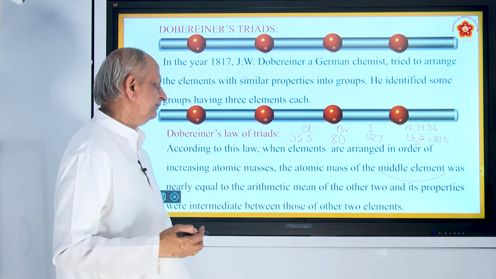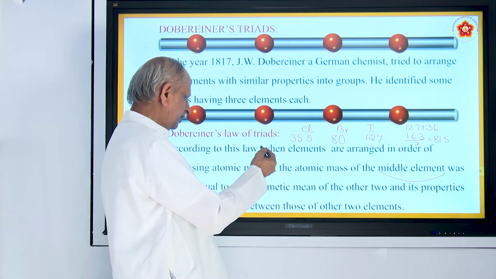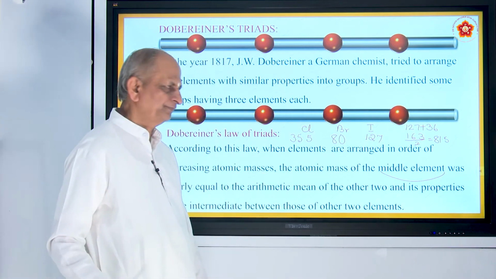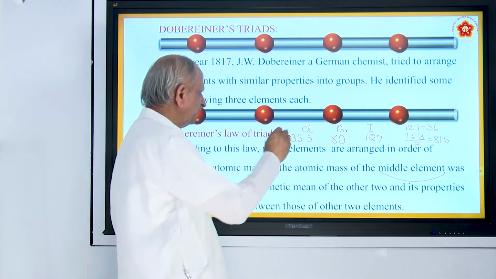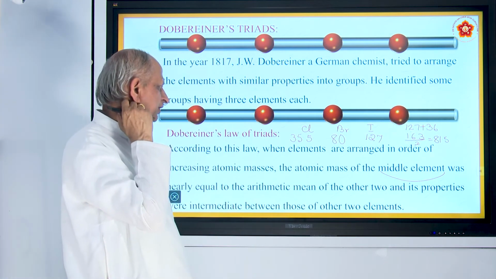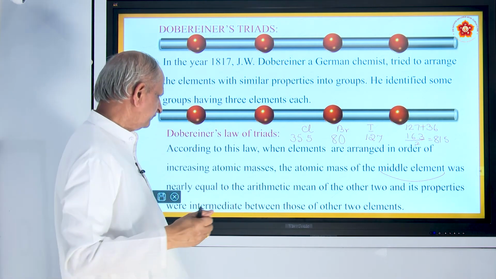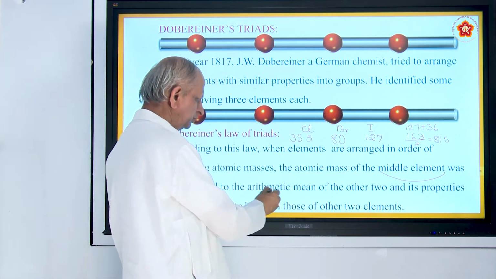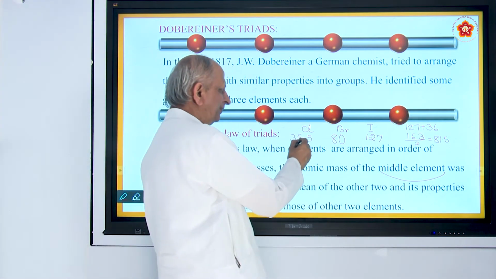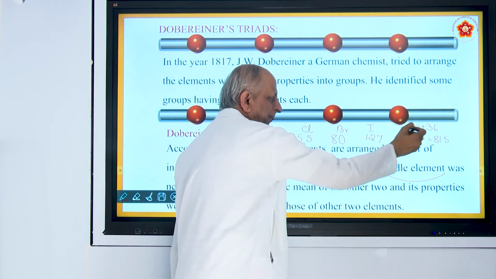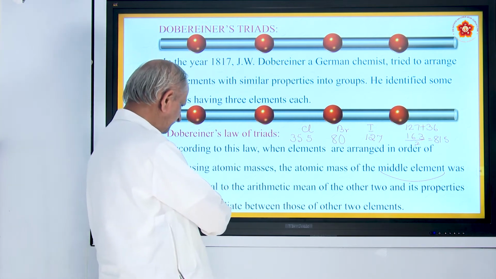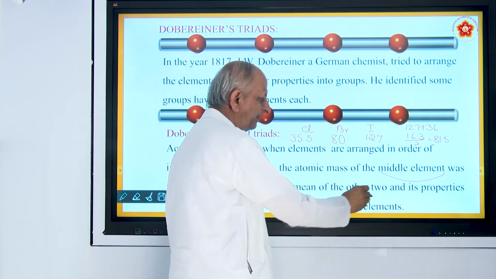So what the law says: the mass of the first element and the third element, the average of the two. So this is the average, 163 by 2, that is about 81.5, equal to the arithmetic mean of the other two elements. That means you add and divide by 2. And properties were intermediate between those of the other two elements.